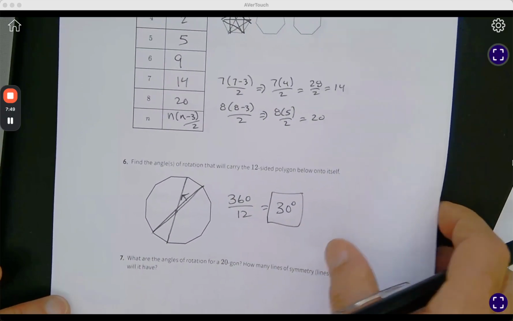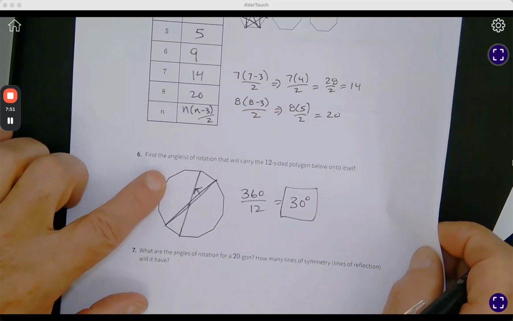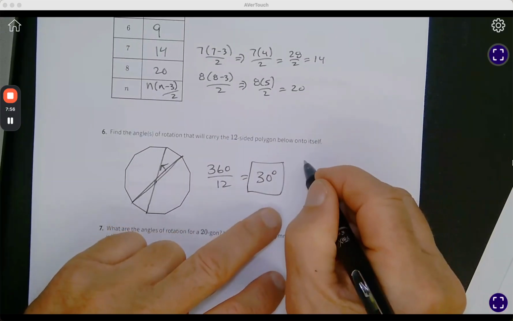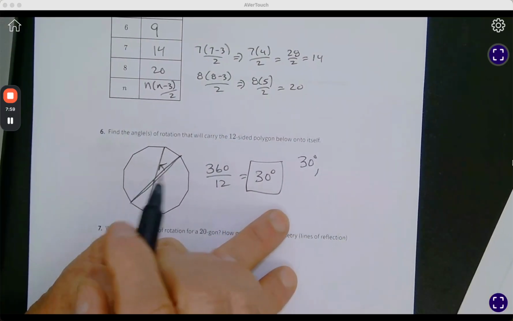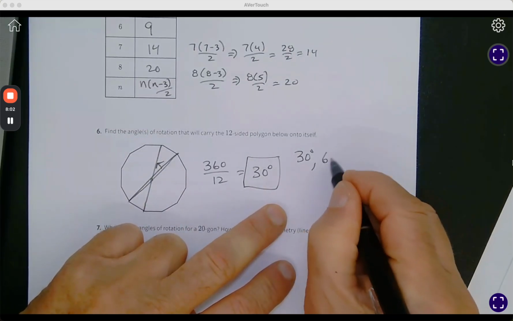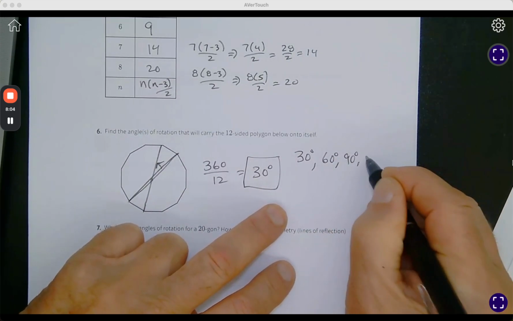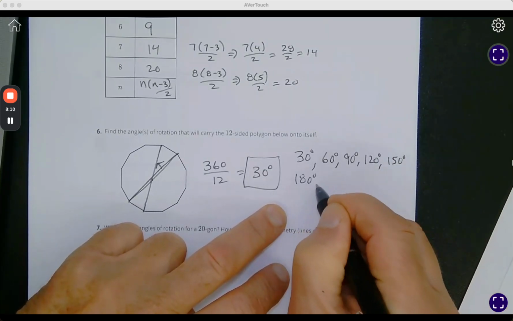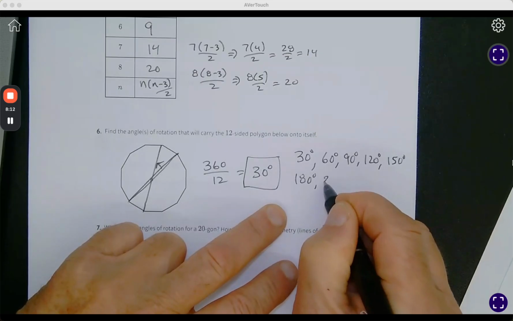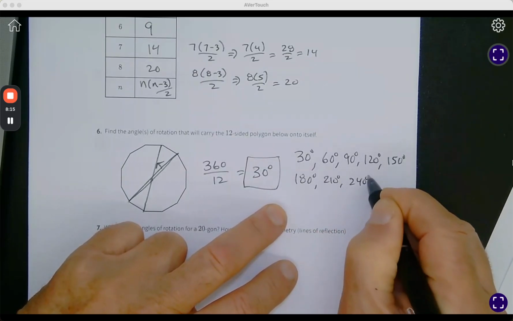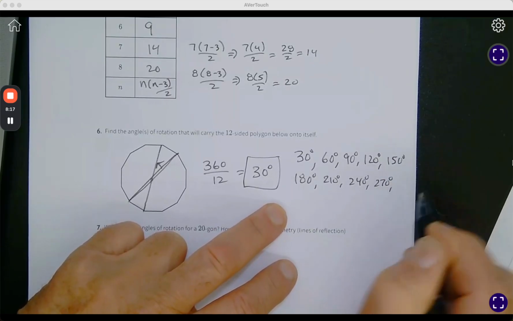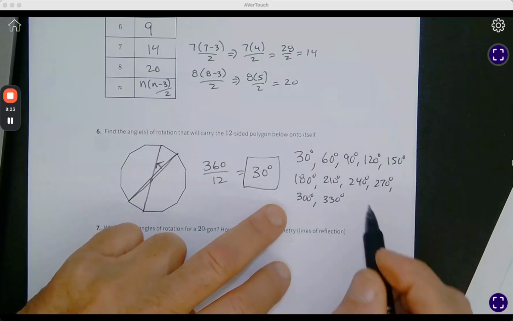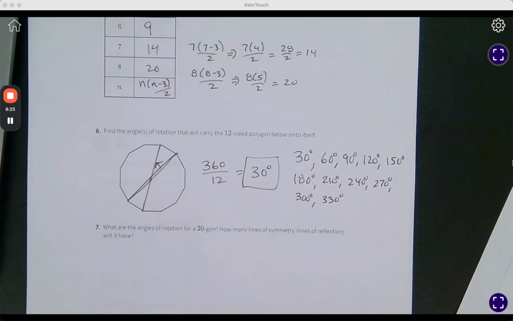What are the angles of rotation? Oh, find all the angles. Okay, oof, there's a lot more than that. Notice every multiple of 30 degrees is going to get me back. So 60 degrees, 90 degrees, 120 degrees, 150 degrees, 180 degrees, 210 degrees, 240 degrees, 270 degrees, 300 degrees, 330 degrees, and that's it, because we don't do 360, because 360 would get us back to the original.